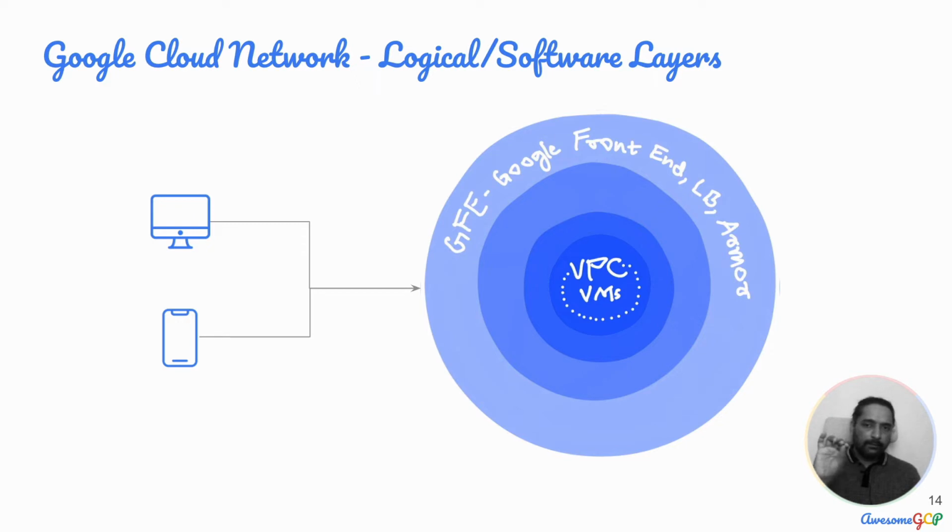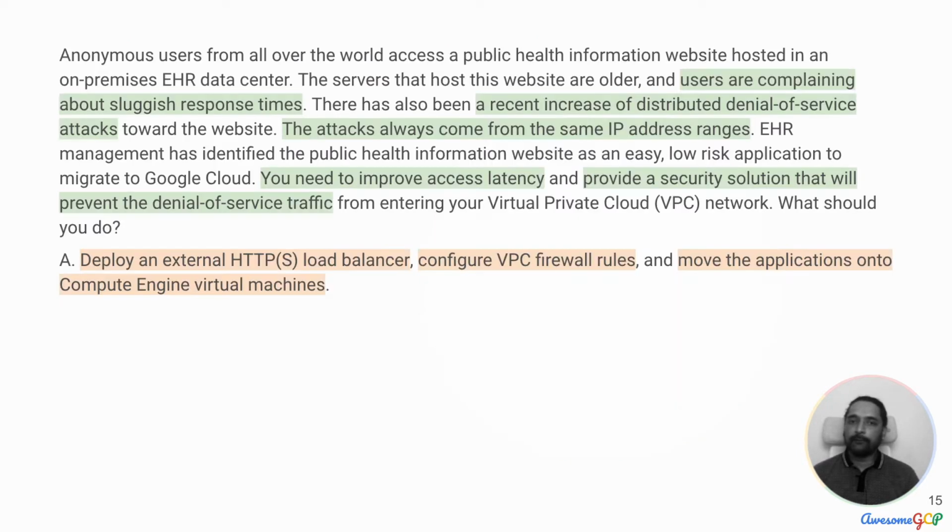But before the traffic reaches your virtual machines, it has to go through the layers before that. And at the very front of this is what is called the Google front end, right? In that, there are a bunch of products that reside on the Google front end. So any traffic that comes in first hits the Google front end and then is transmitted inwards into the virtual machines and whatever applications you have. With that understanding, now let's look at each of the options.